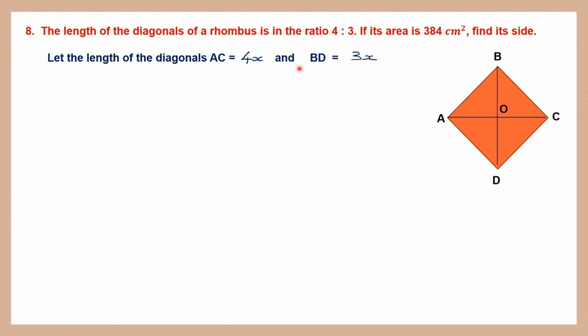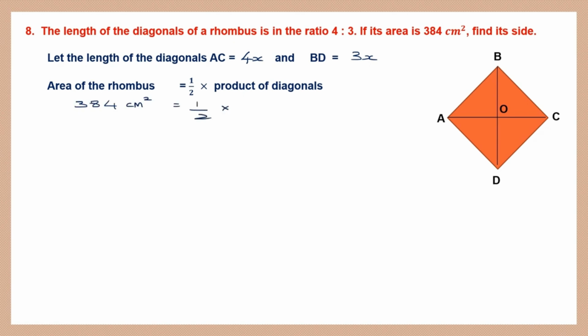So let's continue with what else we've been given. We've been given the area also. So area of the rhombus, the formula is half into product of the diagonals. And area given to us is 384 centimeters square. And here half into product of diagonals. Diagonals are 4x centimeters and the other one is 3x centimeters. So here 4x into 3x. Now we can cancel, 2 2's are 4.